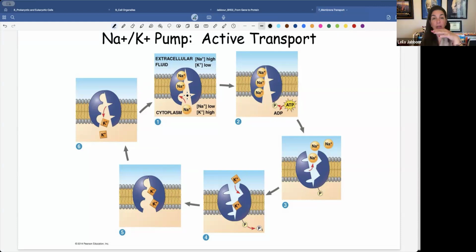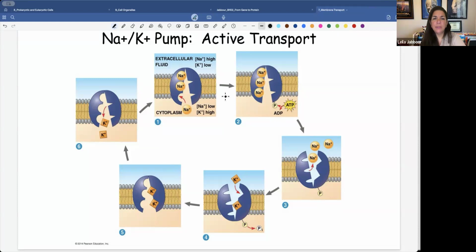And its job is not like a sodium channel or potassium channel. Its job is to move these ions against their gradient. So if there's low concentration on one side and high concentration on the other side, it's going to move these ions towards where they're already highly concentrated. And we want to push them and push them and push them and really make sure they're very concentrated.